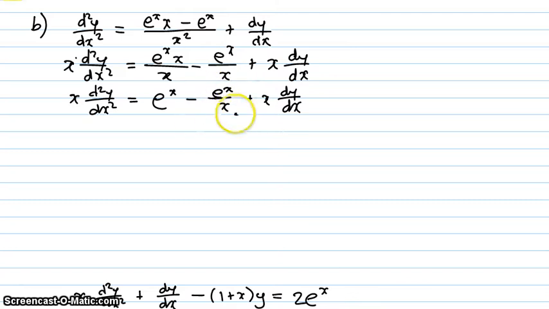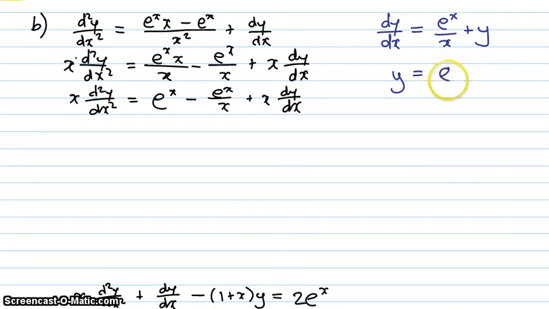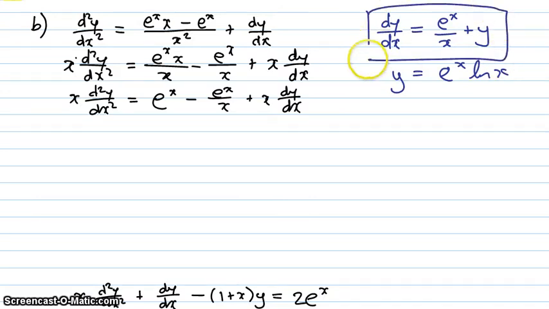This part here, I think I'm going to, sorry, I realize I've just hidden the part that I actually need as well. Remember that I found out previously that dy by dx is equal to e to the x over x plus y, and that y is equal to e to the x ln x. Both of these things are going to be useful. In particular, when I'm looking at this, I can also see that x dy by dx is equal to e to the x plus xy.